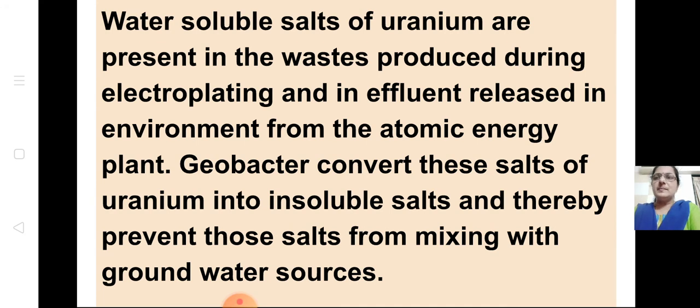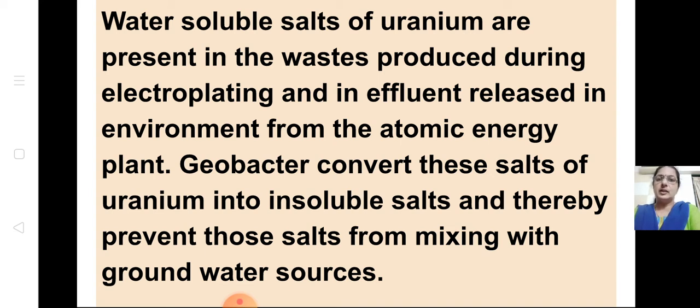The last part is water soluble salts of uranium, which are present in the waste produced during electroplating and in effluent released into the environment from atomic energy plants. We have learned that when a lot of atomic energy is produced, the waste substance released will have soluble salts of uranium.